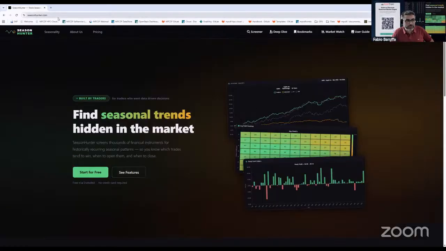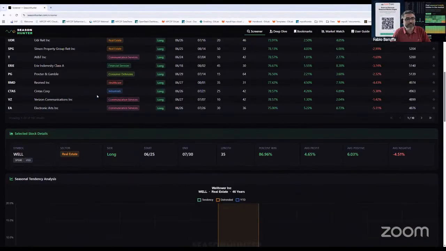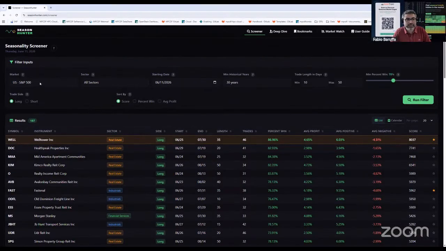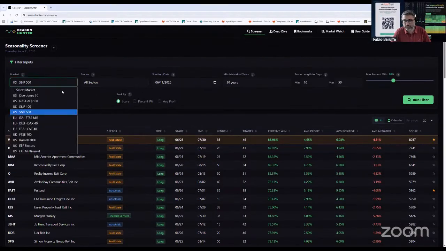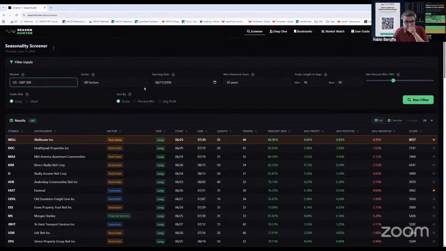Once you log into the platform seasonhunter.com, we have different tools on the top, and we start with the screener. What the screener does, according to the filter input, is let you choose the market you want to explore, the sector, the starting date from where you want to look for the seasonal edge, the number of historical years you want to evaluate your edge, and the minimum and maximum number of trading days.